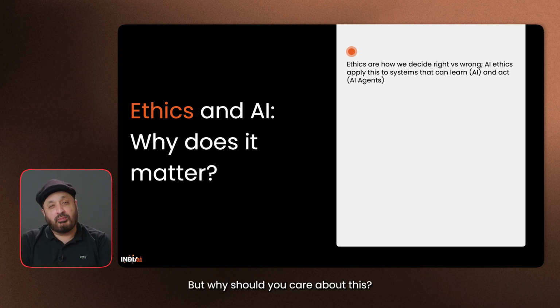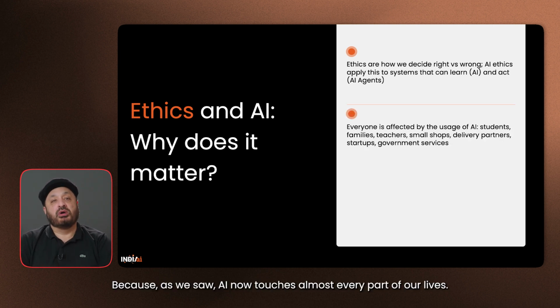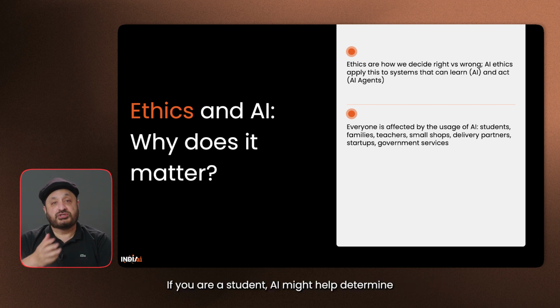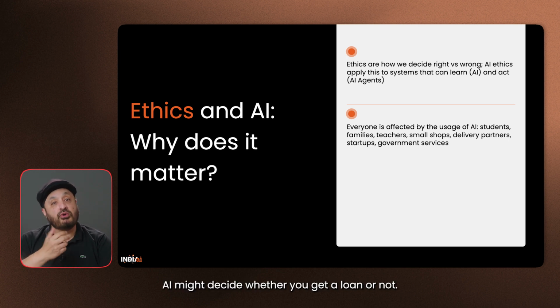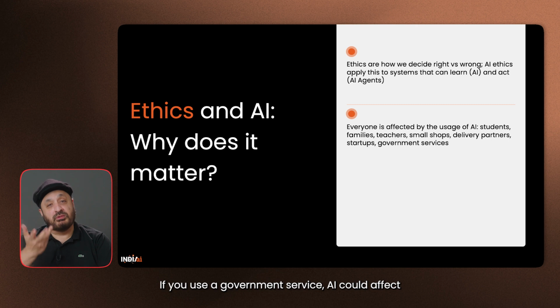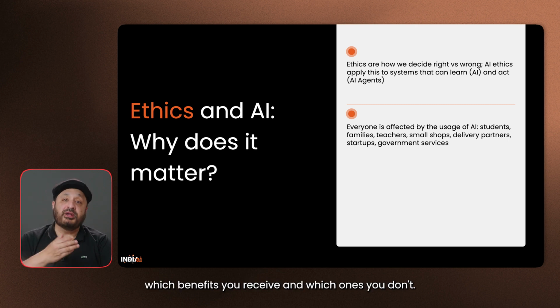But why should you care about this? Because as we saw, AI now touches almost every part of our lives. If you're a student, AI might help determine your exam scores or college admissions. If you're looking for a job, AI could screen your resume. If your family runs a small business, AI might decide whether you get a loan or not. If you use some government service, AI could affect what benefits you receive and which ones you don't.